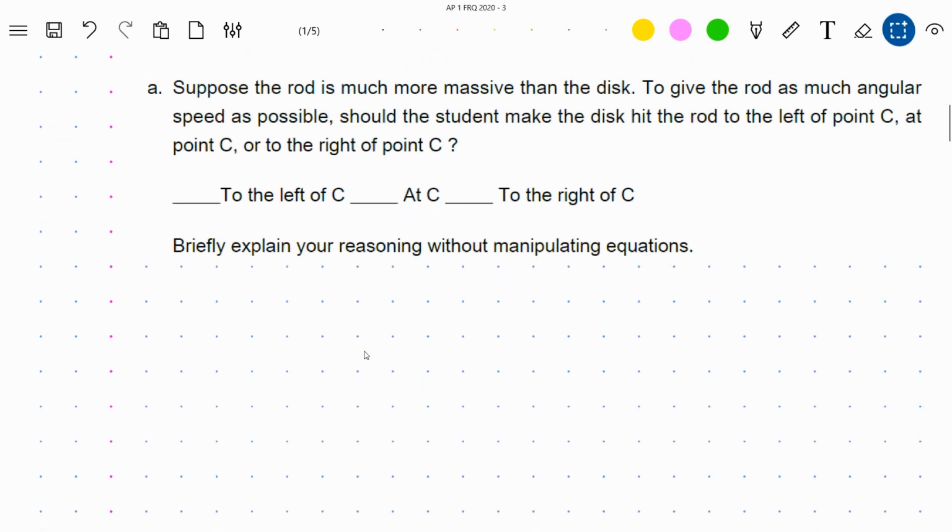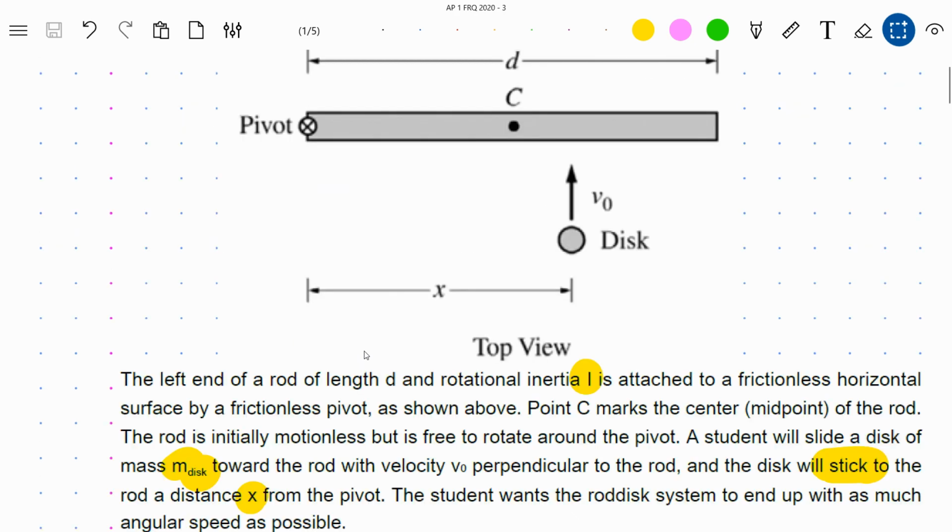So part A says, suppose the rod is much more massive than the disk. So to give the rod as much angular speed as possible, should the student make the disk hit the rod to a point left of point C, at point C, or to the right of point C? So I guess we have the freedom of moving this disk around left or right before we imagine sending it in for that impact.